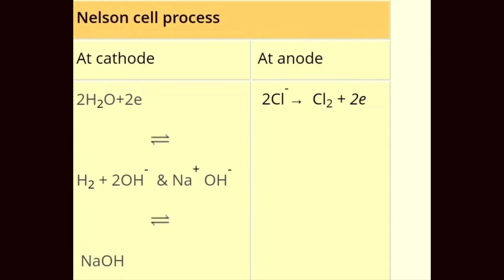cathode. Why are hydroxide ions not discharged at the cathode? The reason, as I have already explained, is that hydrogen has less discharge potential, that's why it discharges easily.